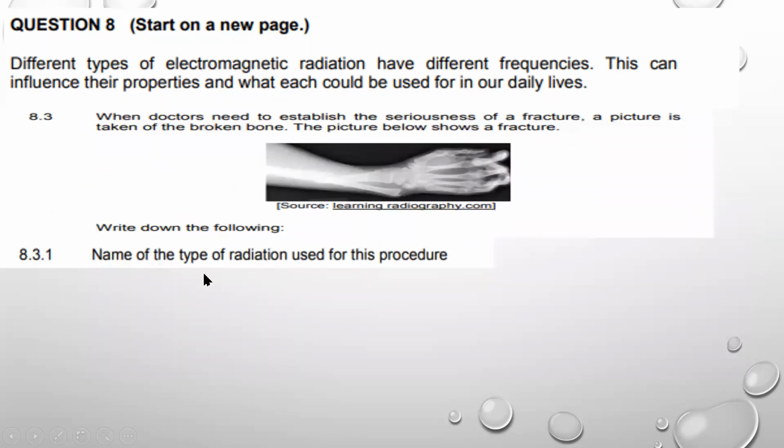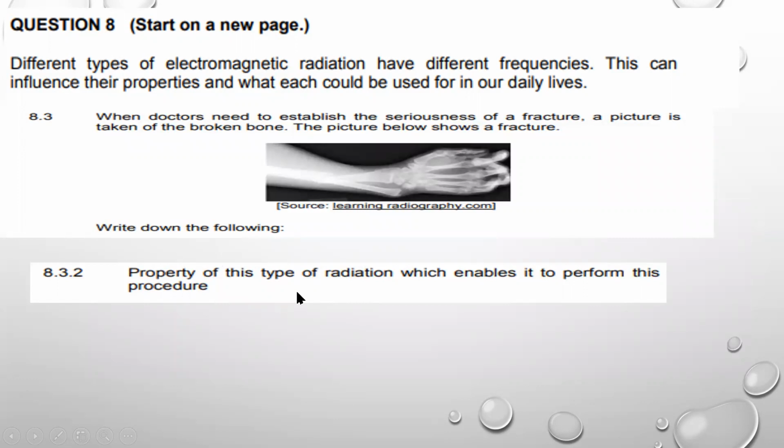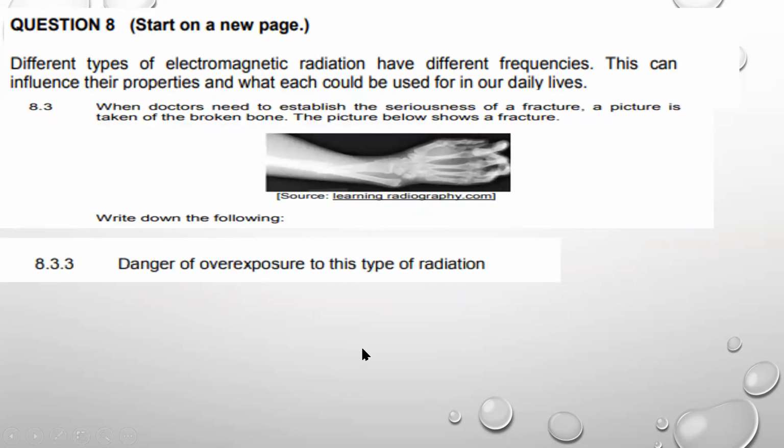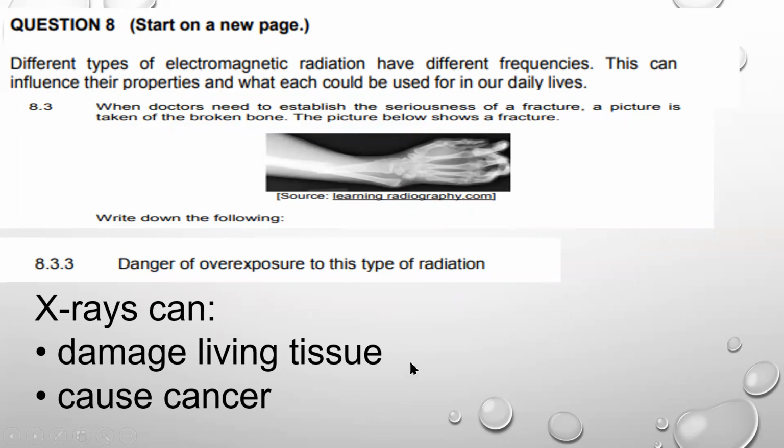Let's continue. Name the type of radiation. You know already, it is X-ray. Next question. Why are we using X-ray to see our bones? Because of high frequency, it can go through soft tissues of humans, but not bones. Because of that, we can see, because it reflects from bones, and then you can get a picture with X-ray. But it is dangerous, you know that, right? Using machines, you must stay away. If you have to, you must just go and get an X-ray, otherwise you must stay away. The danger of this type of radiation is that it can damage living tissue and cause cancer. So it is dangerous, people. If you don't have to, please stay away.